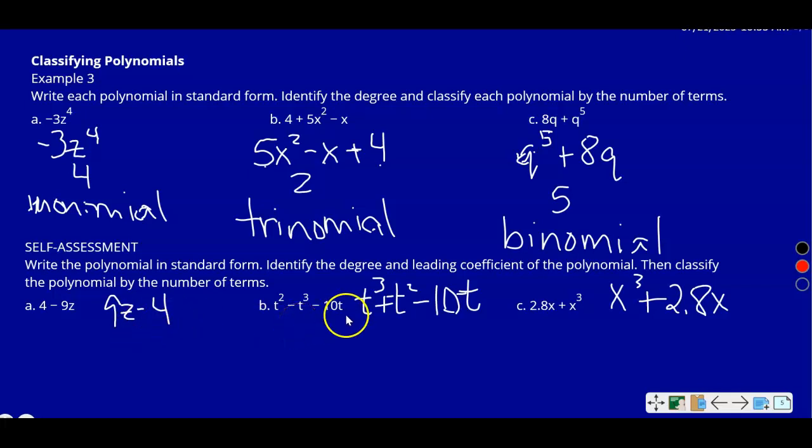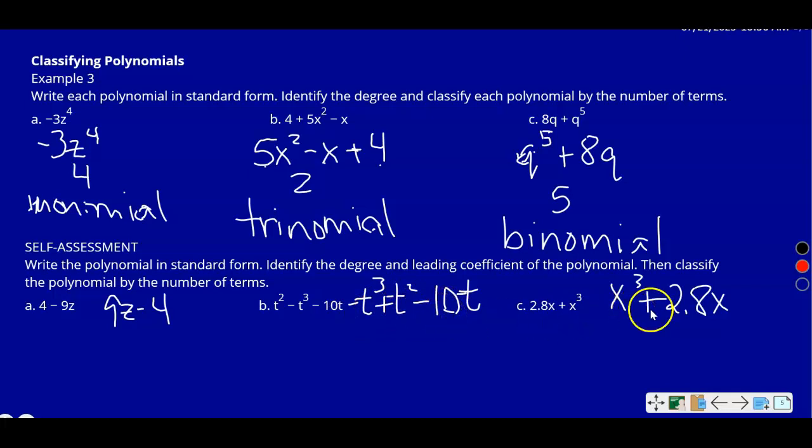All right, B part, t cubed plus t squared minus 10t. Remember when you switch the order here, I forgot the sign, so make sure you get that sign there. That is a negative t cubed. This one doesn't have a sign, but because it's the leading one, it's assumed to be positive. So your degree would be 3. Your leading coefficient would be negative 1. And it has 1, 2, 3 terms, so this one is a trinomial.